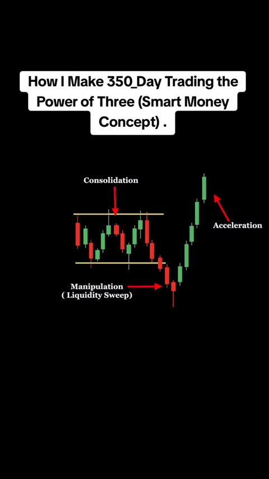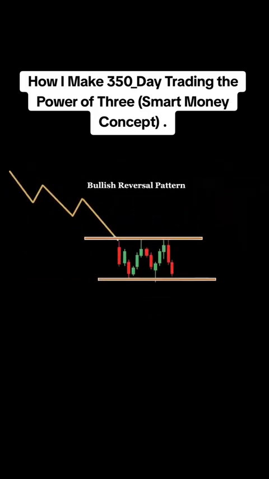The Power of 3 consists of consolidation, manipulation, and acceleration. This is the blueprint for how smart money operates in the market. If you understand and apply this strategy correctly, you'll be able to catch significant moves and trade in sync with smart money. There are 2 types of Power of 3 patterns.